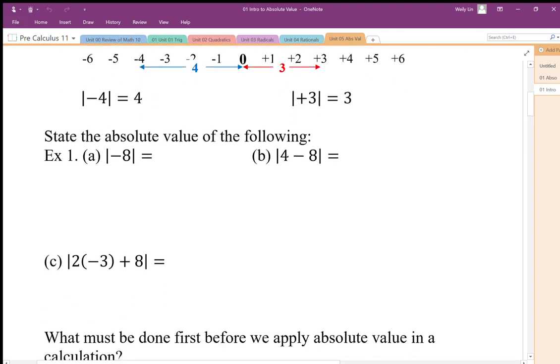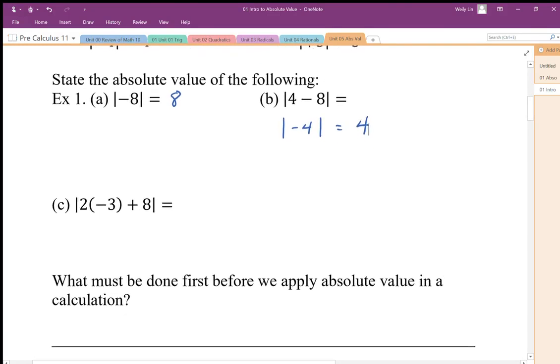So we can apply absolute value, and absolute value works just like brackets, so we have to do the brackets first. When we apply the absolute value to negative 8, it just becomes a distance of 8. Here we have to do the operation inside the absolute value first, so negative 4 minus 8 is negative 12, and the absolute value of negative 12 is 12. So we do not do the absolute value independently of the sign. We have to do what's in the brackets first, then apply absolute value.